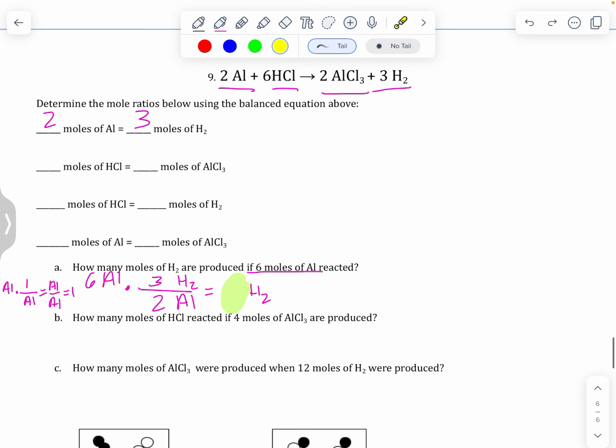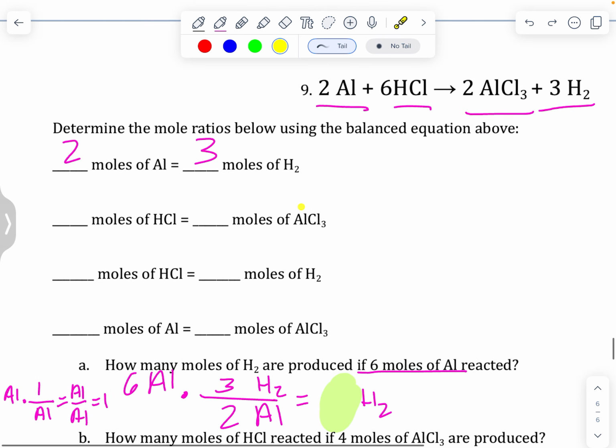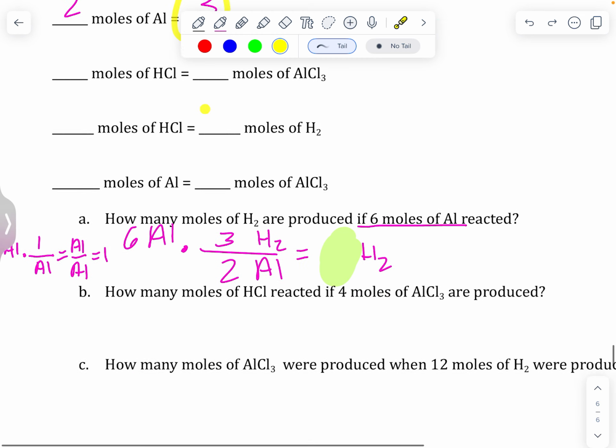For number 9, I have a balanced equation. Based on the balanced equation, how many of each chemical formula do I have? So here it says moles. Don't stress over that. It's just the unit we use to represent coefficients. So how many Als do I have? I have 2, so I wrote that down. How many H2s do I have? I have 3. I wrote that down.